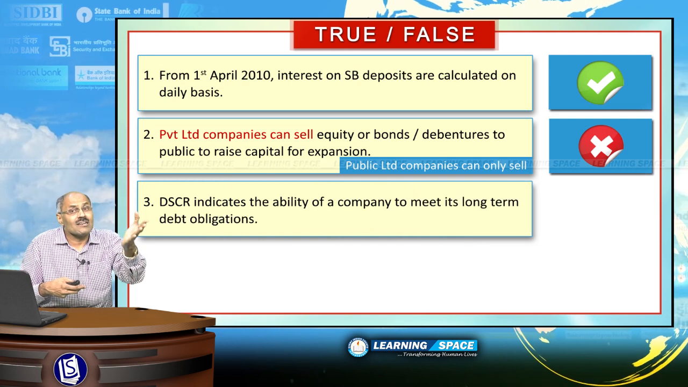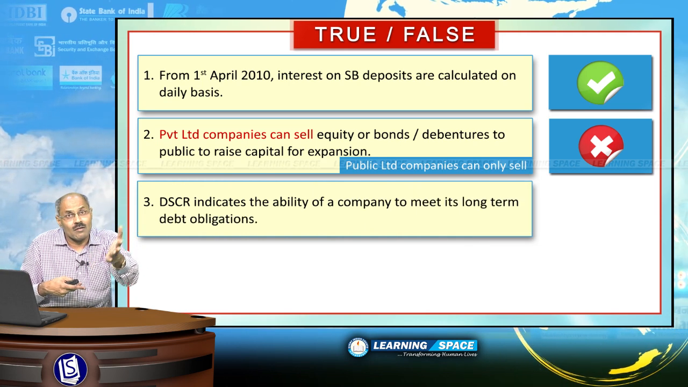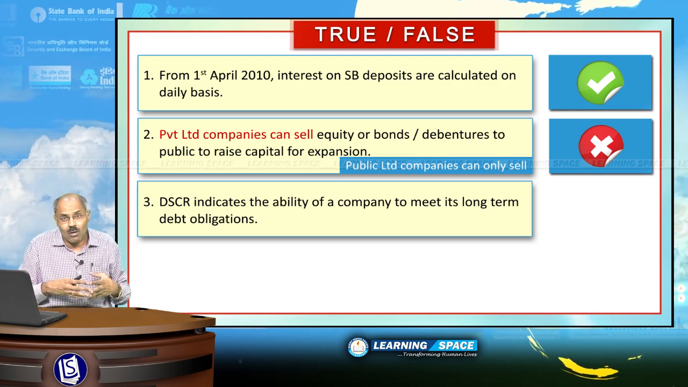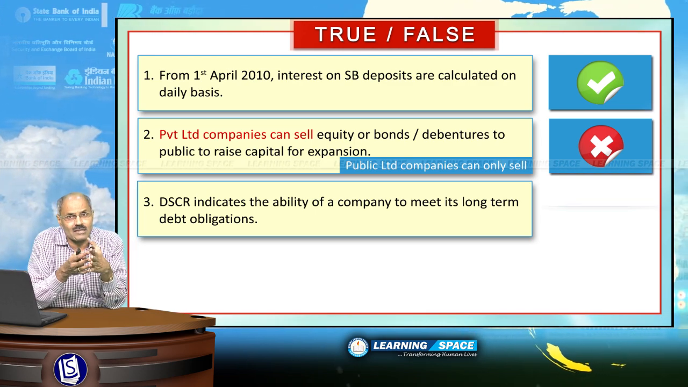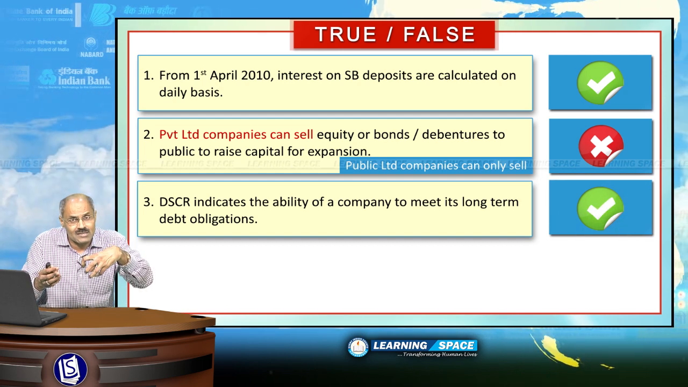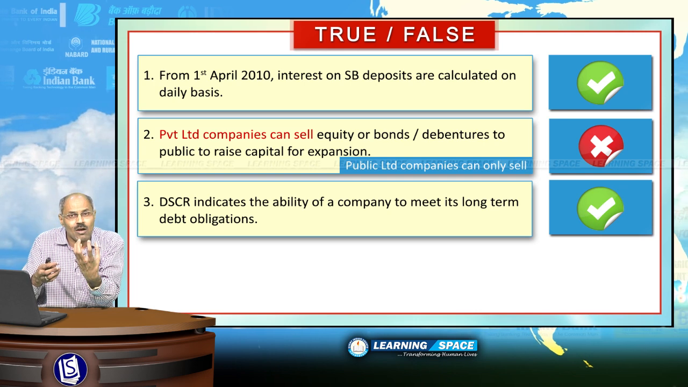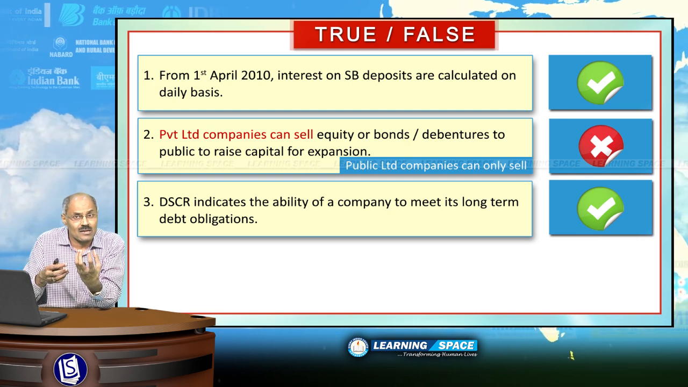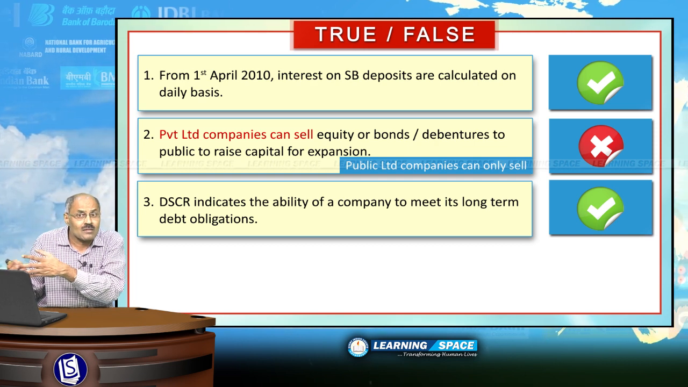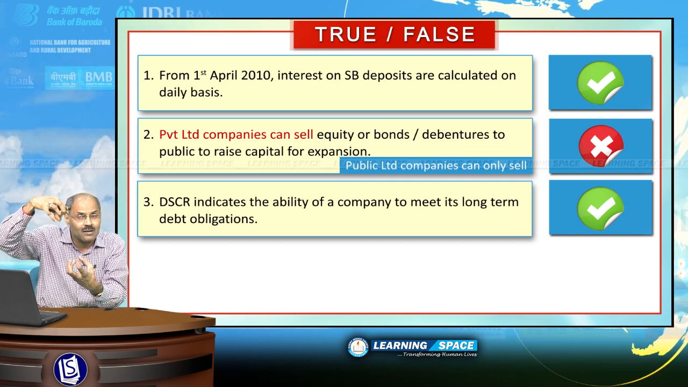DSCR is debt service coverage ratio, which indicates the ability of a company to meet its long term debt obligations. This is absolutely right sentence. This is the debt service coverage ratio. Debt service coverage ratio means what are the debt obligations, because companies are established by taking loan from banks or financial institutions. They are required to pay something every month.